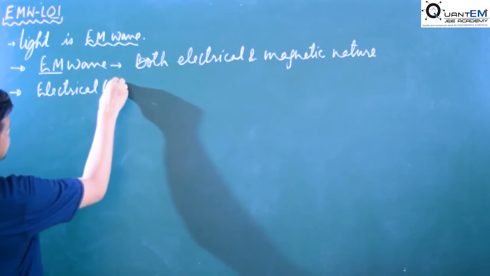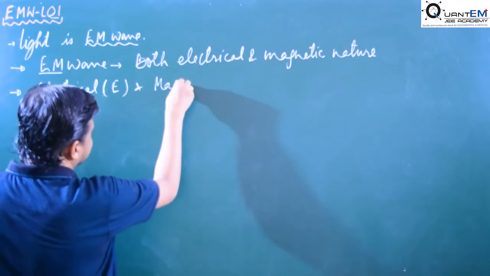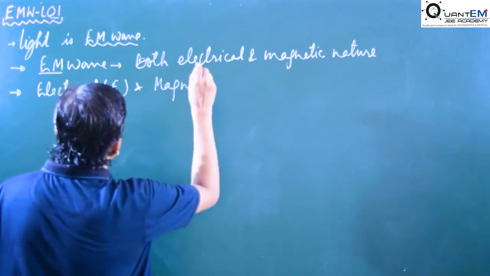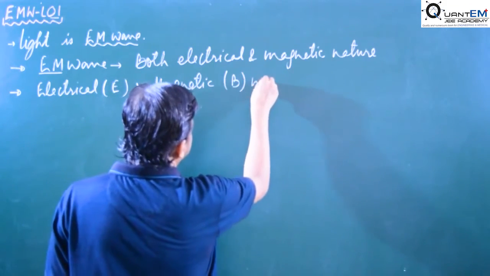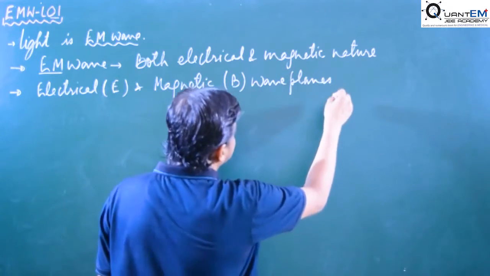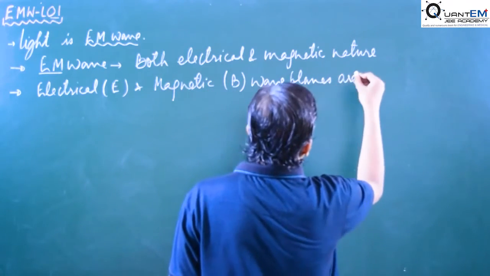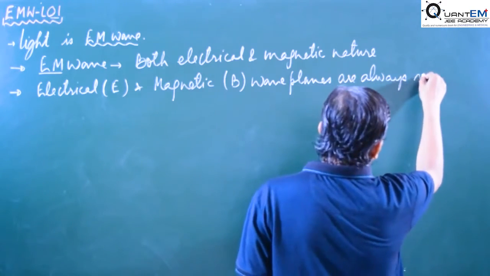The electrical (E) and magnetic (B) wave planes are always in the same phase.